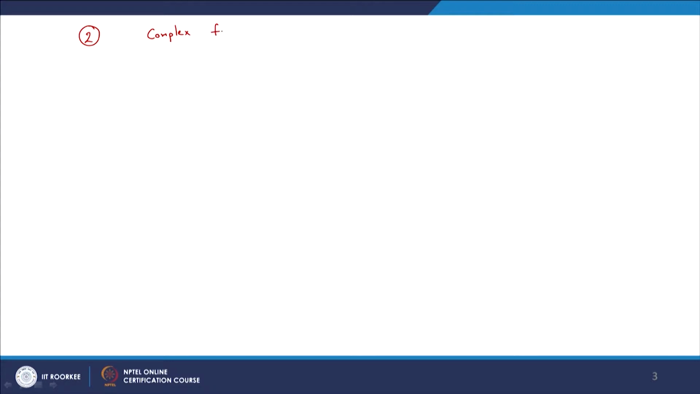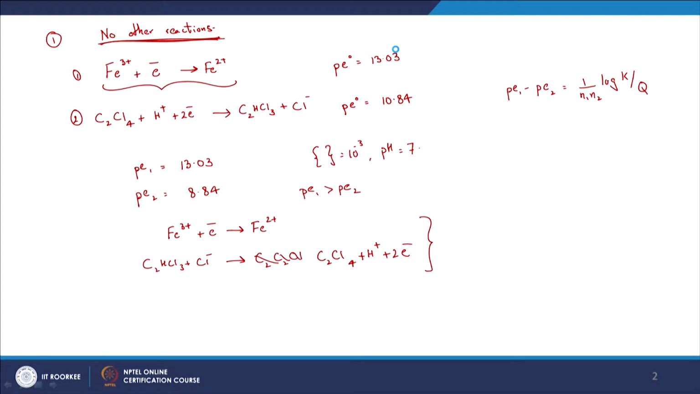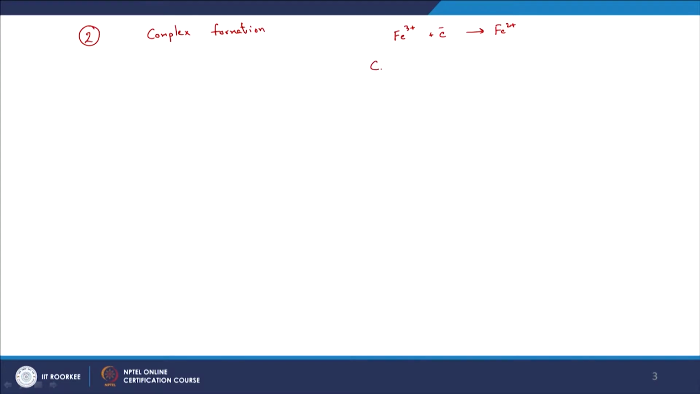So we are also going to consider the case when complexes are formed, and the same reactions as in Fe3+ plus electron goes to Fe2+. We are going to start with that, right? And also we have the relevant other half reaction, C2Cl4 plus H+ plus 2 electrons goes to C2HCl3 plus Cl-, right?